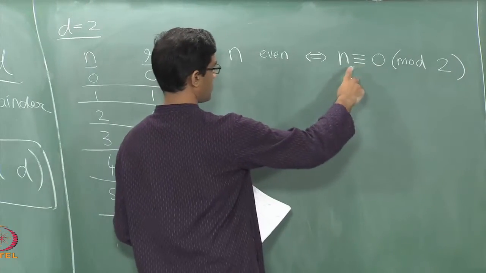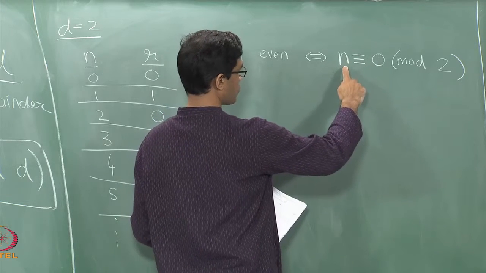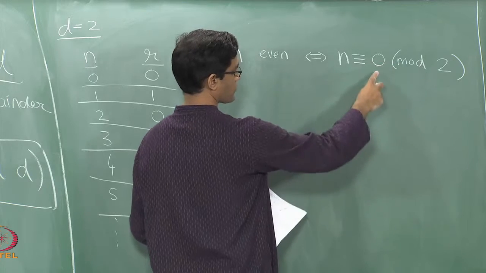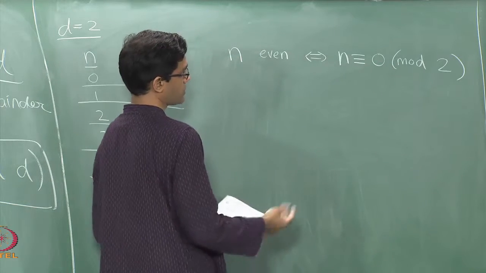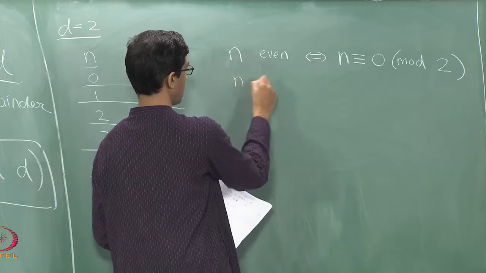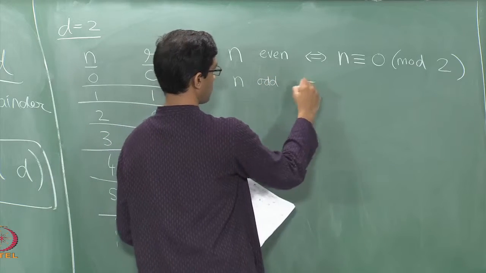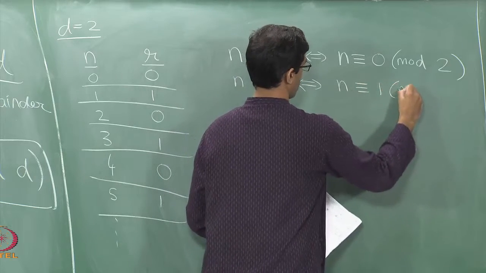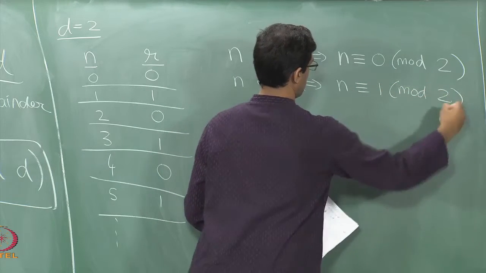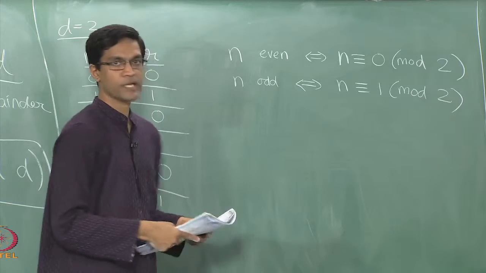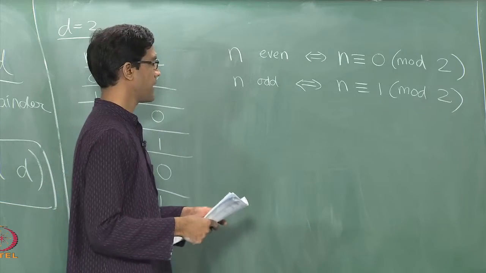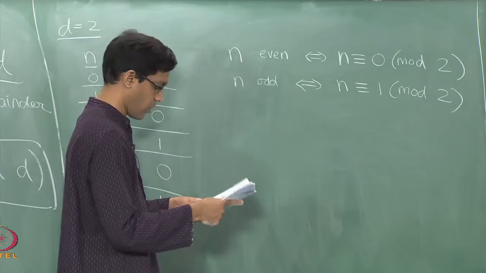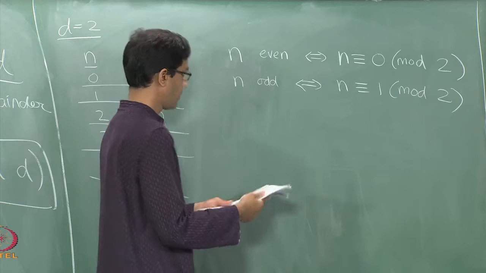Right. So remember, what does this mean? That if I divide n by 2, the remainder I get is the same as what I get when I divide 0 by 2. When I divide the number 0 by 2, of course it leaves remainder 0. Similarly, the odd numbers have the property that they give you a remainder of 1 when I divide by 2. Another way of expressing it is as follows: n is odd is the same thing as saying that n is congruent to 1 mod 2. So the remainders here are 1.